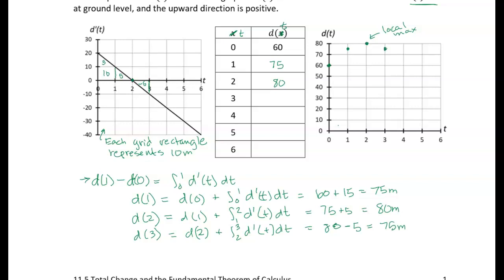All right, so we'll just keep going. At 4, we're going to take the position at 3, and we're going to add the integral from 3 to 4 of the velocity. Okay, and so we had 75, and now the area here between 3 and 4 looks like it's going to be 15, but in the negative direction, right? So we're losing 15 meters of displacement from the ground. So we're going to end up with 60 meters.